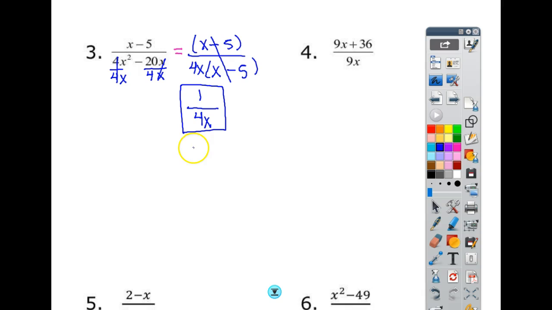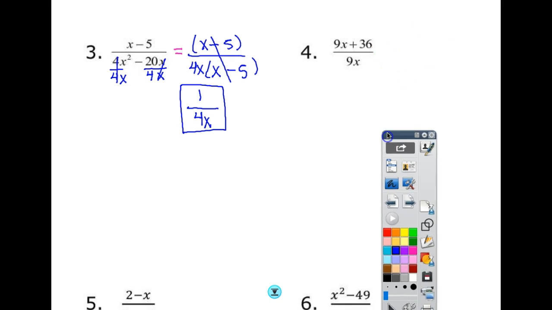Over here on number 4, in the numerator, what do we have? What will they both divide by? A 9. So that's our GCF, 9. And when we divide by 9, what do we get?